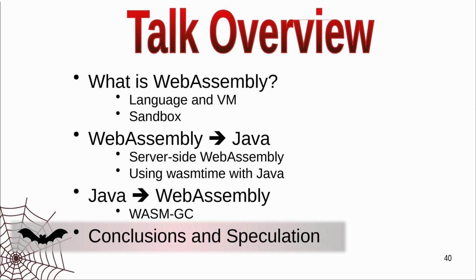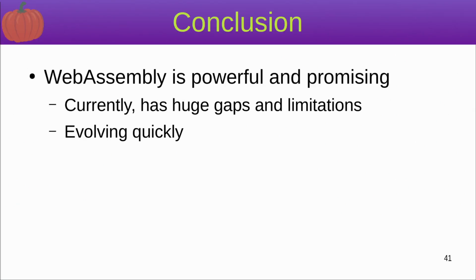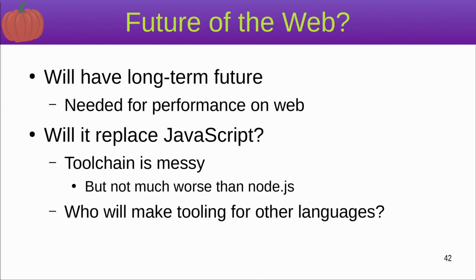So I guess these are all the things we've covered so far. We can just look at conclusions and speculate a bit about the future. You can see WebAssembly has a lot of promise. It's pretty powerful, but it has huge gaps. Like I said, there's no real Java to WebAssembly compiler and things like that. But it's evolving quickly, so hopefully this will get cleaned up in the future.